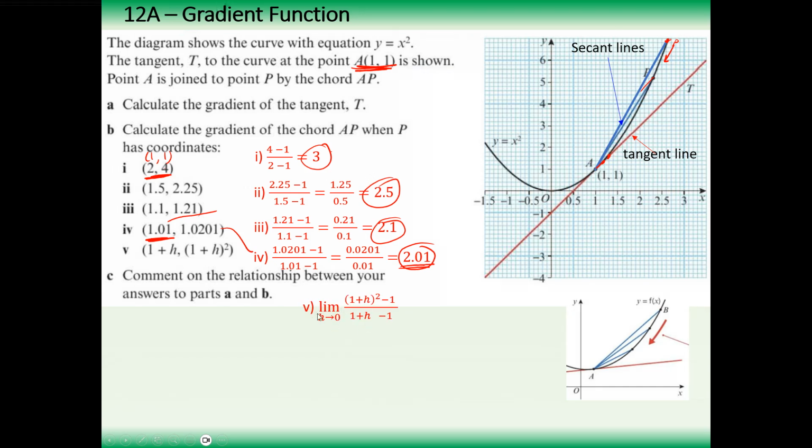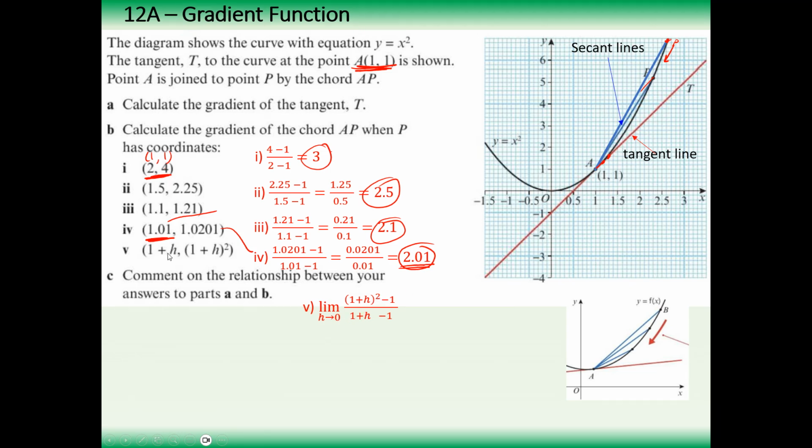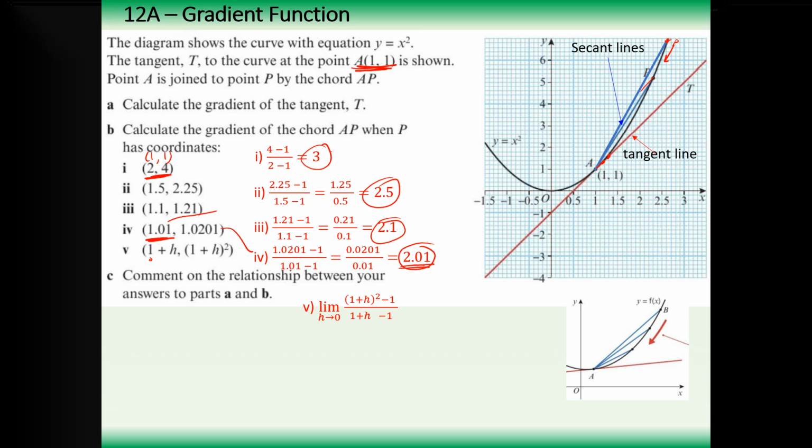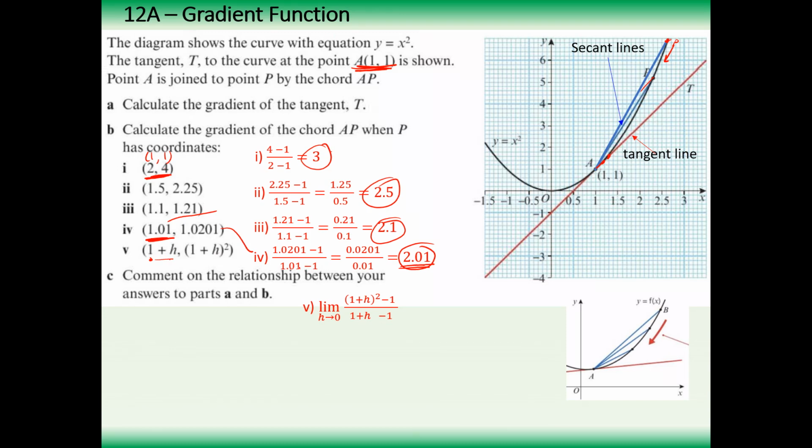I'm writing this limit notation here, limit of h approaching 0. Limit means that as h approaches 0, what's happening here? h is just some distance away in the x direction from point 1. So we have (1 + h) squared, because the function is x squared, so that's the change in y's. This is just 1 squared, which is still 1.